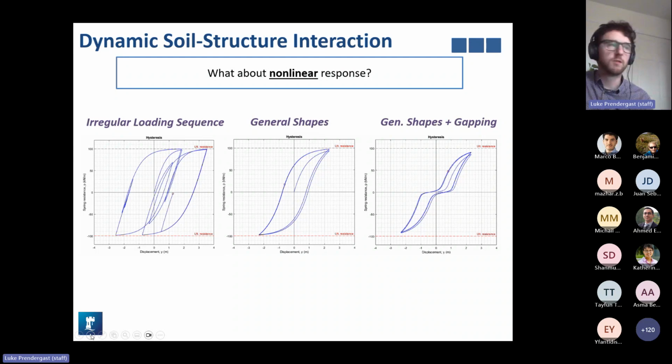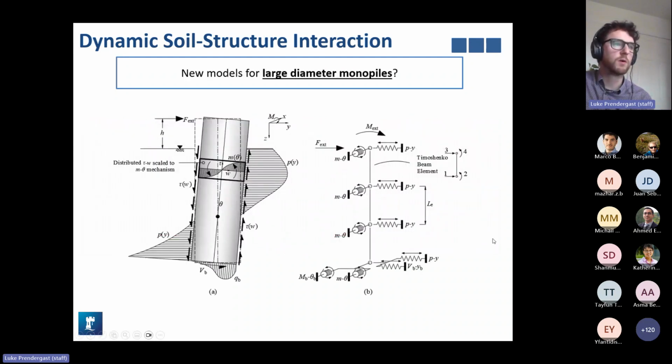I'm almost at the end, so I just wanted to cover some very recent work as well by some of the researchers at the Nottingham Centre for Geomechanics. Up until now, I've shown soil structure interaction models that are predominantly modeled using lateral soil springs only, PY. However, as monopiles are becoming larger, and they are getting larger and larger all the time, the actual mechanisms of reaction are changing. So this is an example of a large diameter monopile. This is reasonably rigid or stocky.